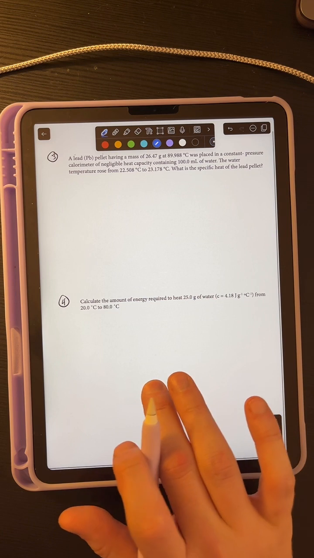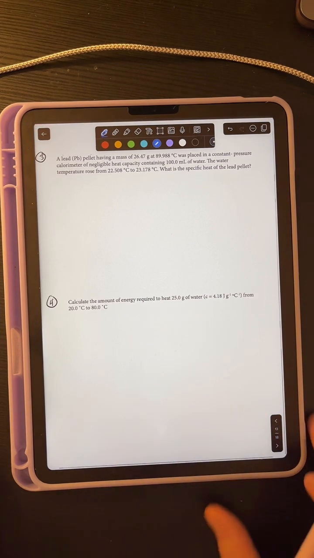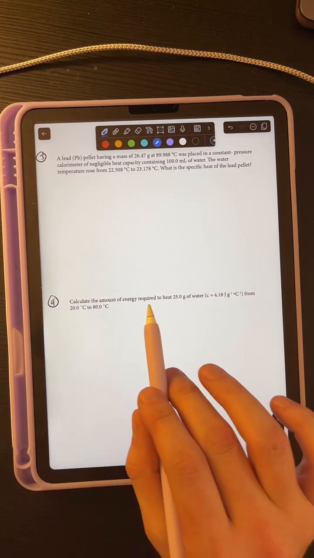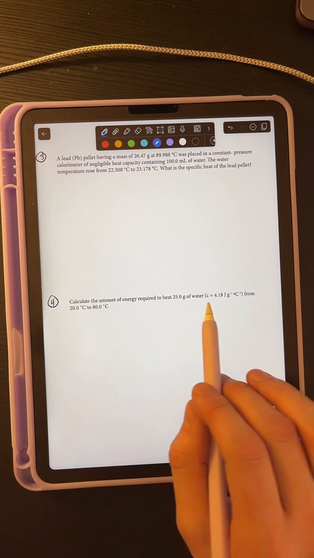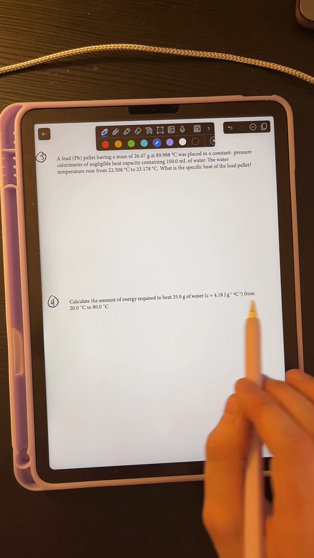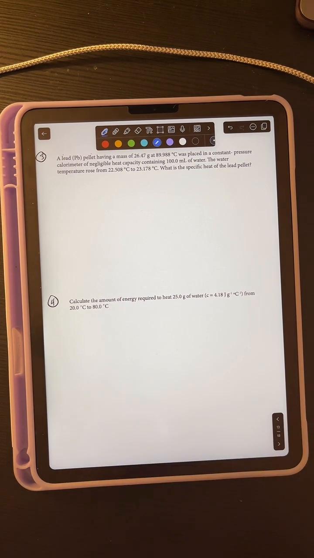So we're going to go through number 4, which is the bottom one here. And we want to calculate the amount of energy required to heat 25 grams of water, when we're given a heat capacity, from 20 degrees Celsius to 80 degrees Celsius. So what do you think we're going to use? It's going to be a much simpler one than the one that we just did. I can tell you that right now.